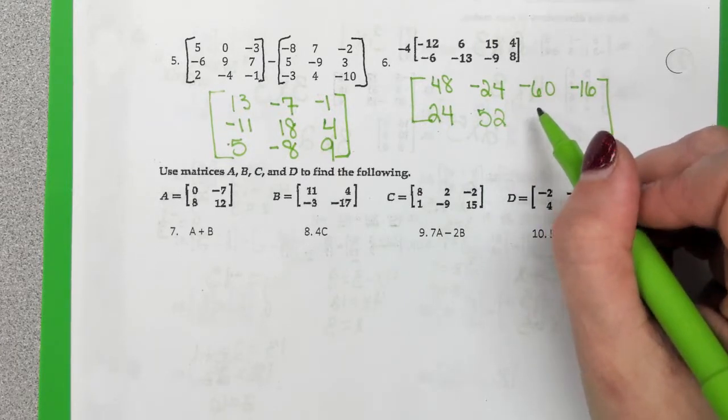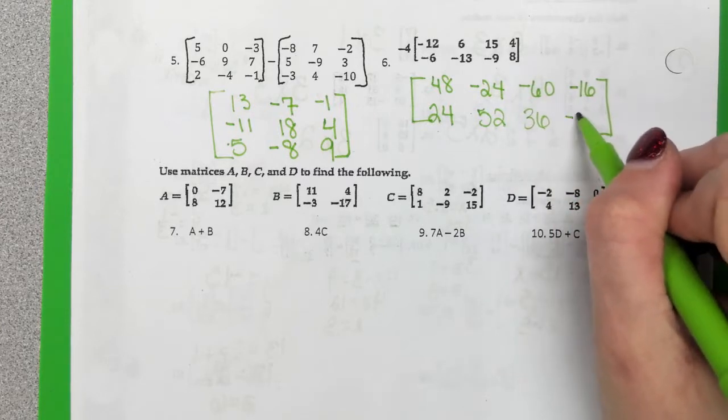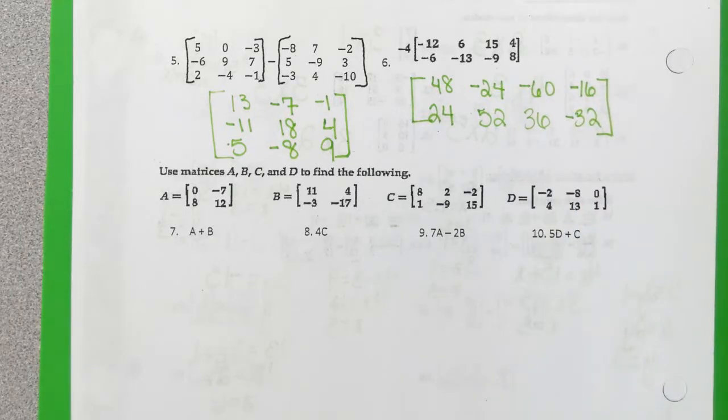What's negative 4 times negative 9? 36. What's negative 4 times 8? How much? 32. Negative 32. There you go. Y'all okay?